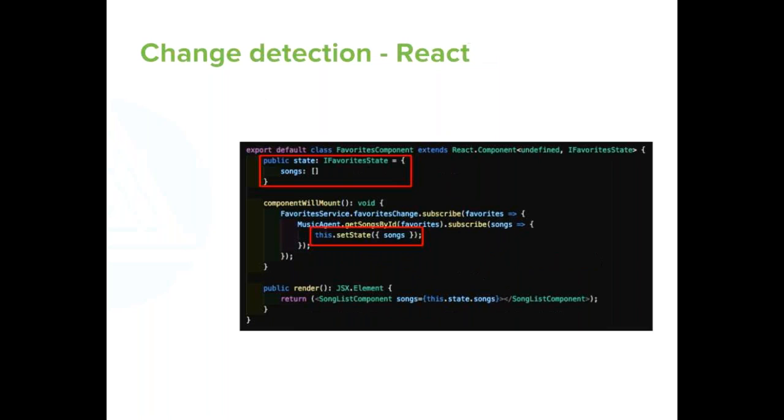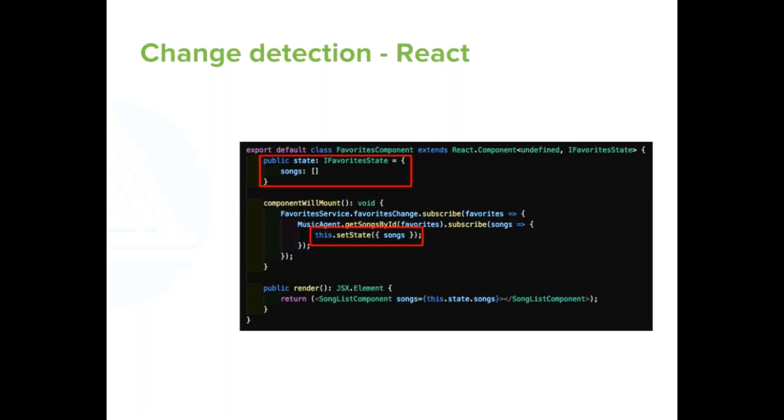In case of React, you can see it's much simpler. You just define your state at the top of your component. Here I'm subscribing to some favorites list change. When it happens, I'm getting songs from the server by ID. And when it happens, I'm calling set state. So that's how React knows, okay, now I have to run the render function again because they called set state, so it changed. So that's how it works.